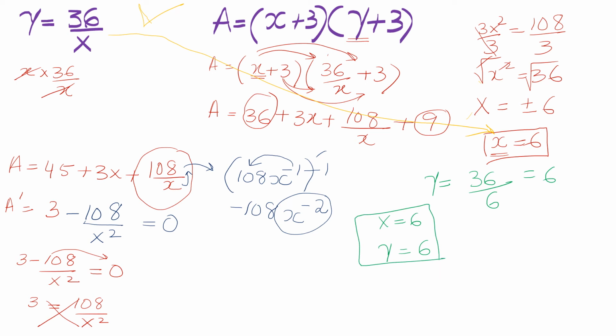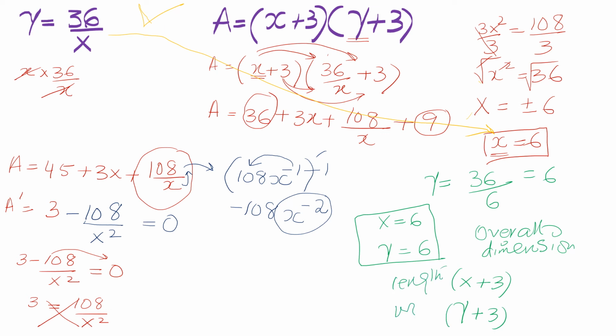But if they ask you to find the overall dimensions, what are the overall dimensions? You had x plus 3 and y plus 3, one as a length and one as a width. So what is x? x is 6, so 6 plus 3 means 9 centimeters, and y is also 6 plus 3, that is 9 centimeters. Now one thing left.